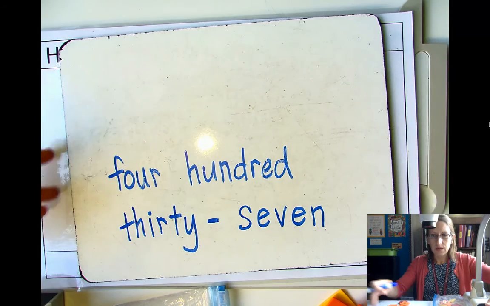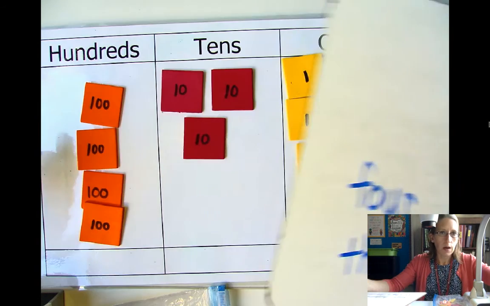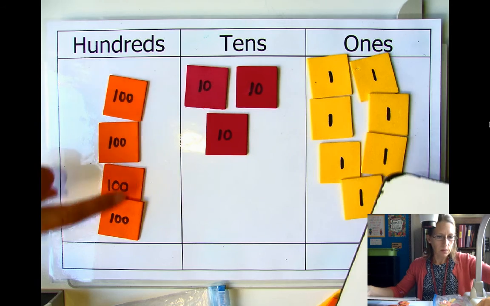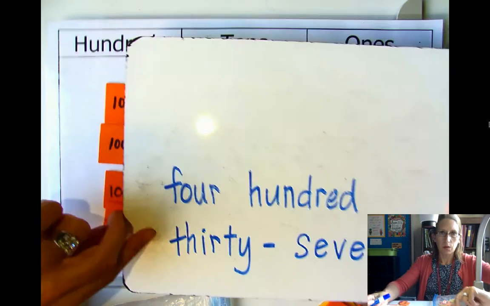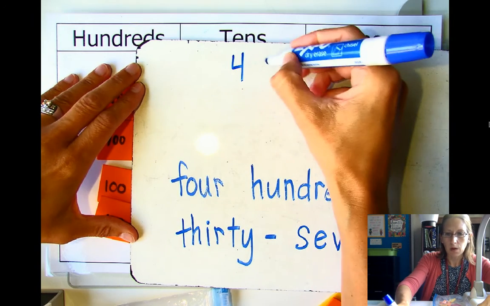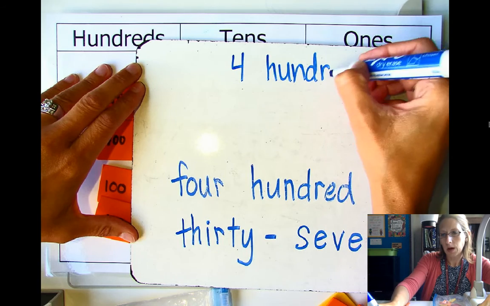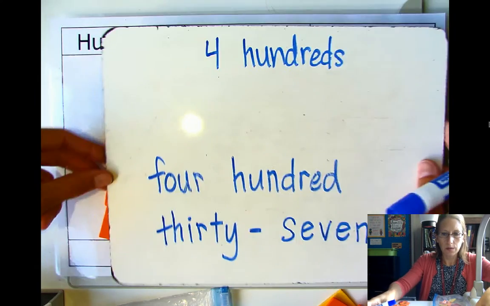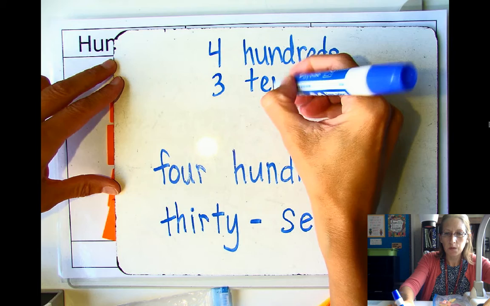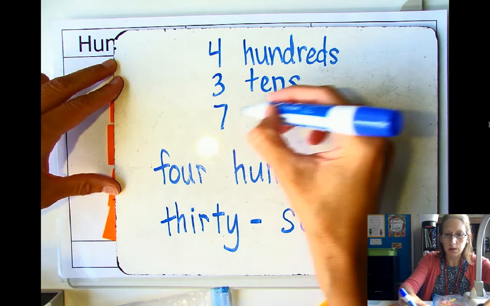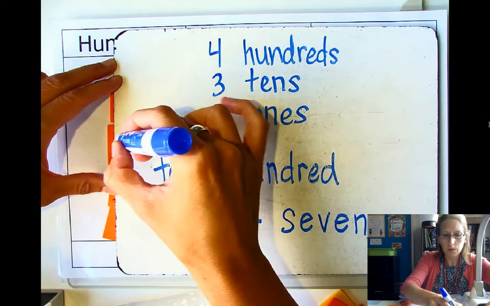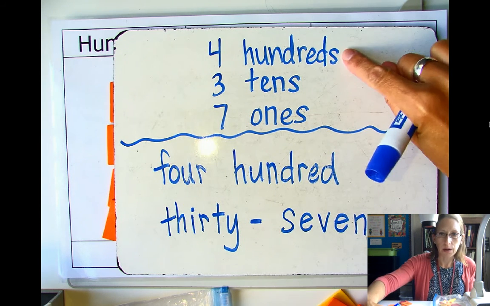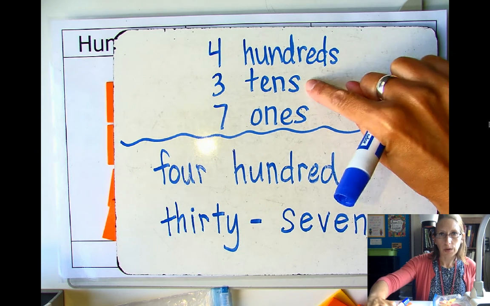All right, so 437. And this number 437 that we have here, another way we could say that is 4 hundreds. So if we wanted to write that, we could say, oh, that's the same as 4 hundreds. How many tens is that? 3 tens, and 7 ones. So these are a couple different ways of writing this number. We can write it this way in hundreds, tens, and ones. 4 hundreds, 3 tens, 7 ones.